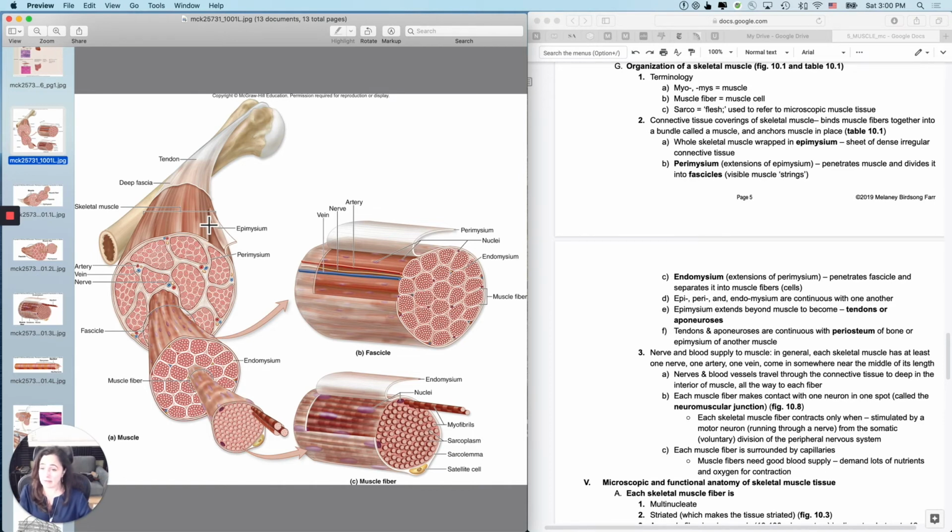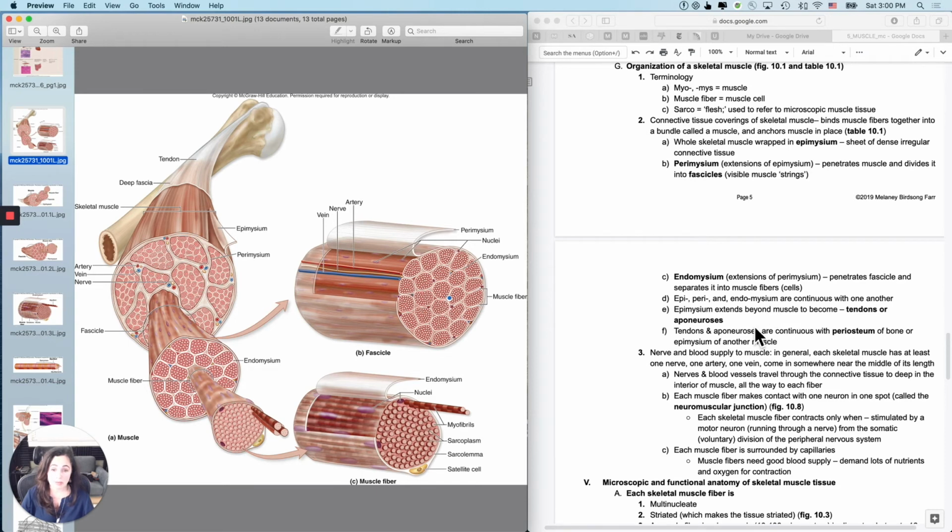And then it's going to have to split into smaller arteries and arterioles. And then it's going to have to burrow deep into all of these little, do you see these little blood vessels in there? Burrow deep into the muscle so that you can get oxygen and nutrients to all of those individual muscle fibers.